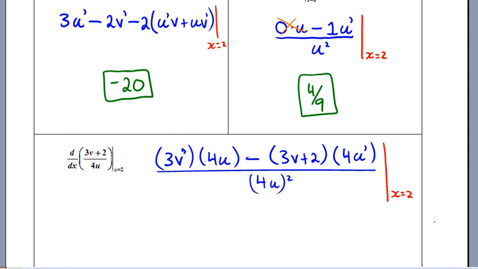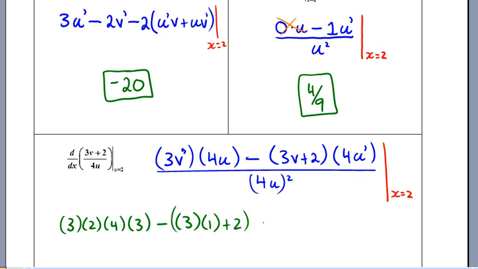You can say, okay, well, this would be 3 times, and then looking back, the v prime at 2 is a 2, multiplied by a 4, multiplied by u when x is equal to 2, and that's a 3. Subtract 3 times the v when x is equal to 2, that's a 1, plus 2, that's all in a bracket, and then 4 times u prime, figured out at 2, which is a negative 4.